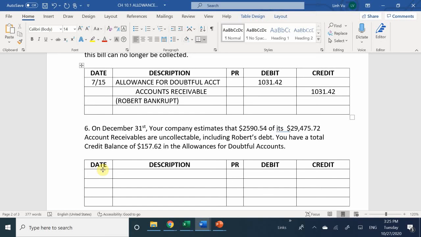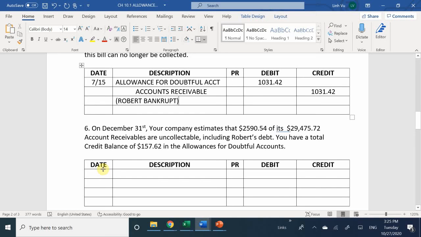Now, on December 31st, your company estimates that a total of $2,590.54 of its $29,475.72 of accounts receivable are uncollectible, including Robert's debt. You have a credit balance of $157.62 in the allowance for doubtful accounts. Robert wasn't the only person who defaulted on their payment. A bunch of other people also defaulted, so it fluctuated the allowance for doubtful accounts.